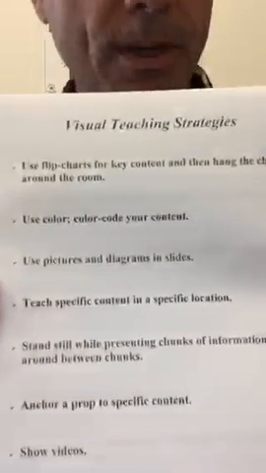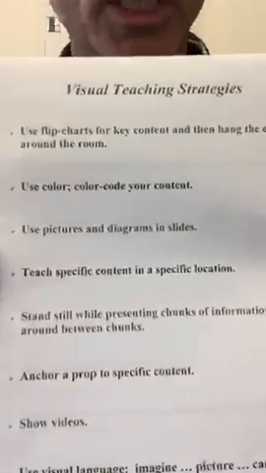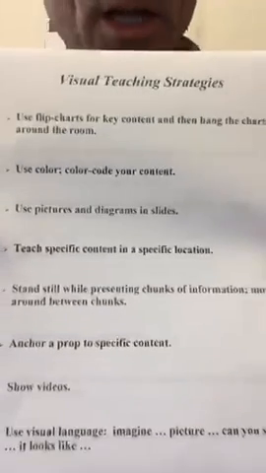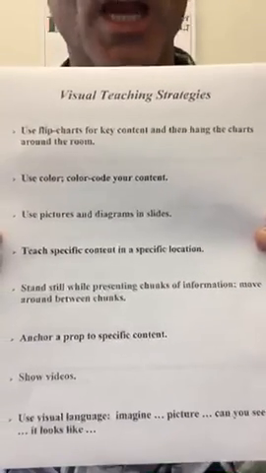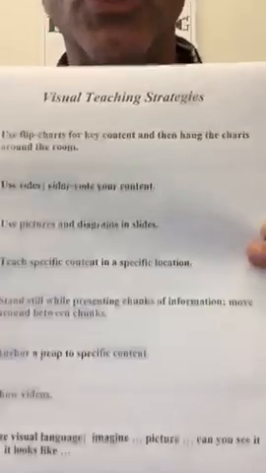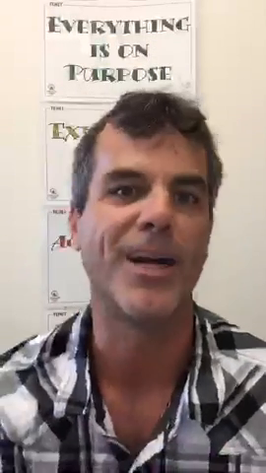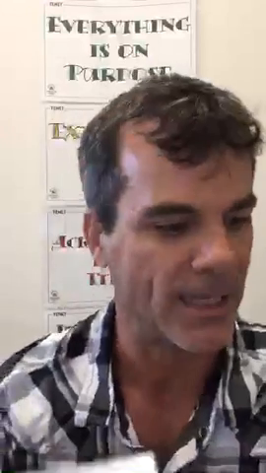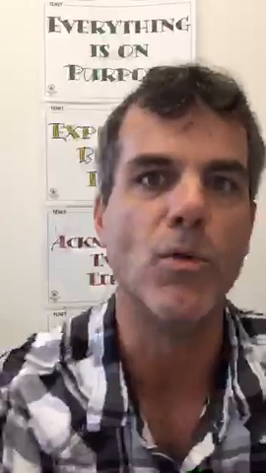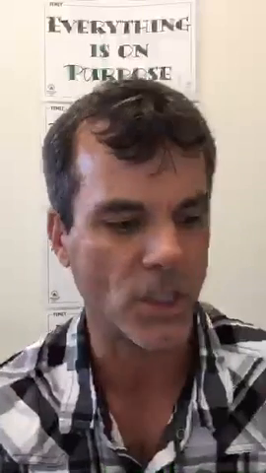Another visual teaching strategy: teach specific content in a specific location. We just did. Stand still while presenting chunks of information. Move around between chunks. Visual learners can get distracted by too much movement, and this is something that I do in my classroom all the time. I'm constantly moving, and this is what I'm working on. So try and stand still while presenting information and then move around between different chunks.